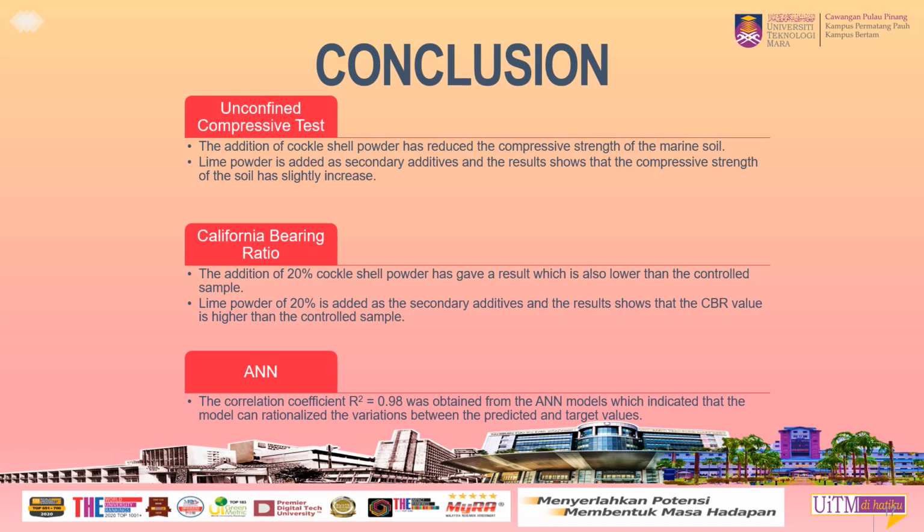Lime powder of 20% is added as the secondary additive, and the result shows that the CBR value is higher than the control sample. The correlation coefficient R squared equal to 0.98 was obtained from the ANN model, which indicates that the model can rationalize the variations between the predicted and target values.